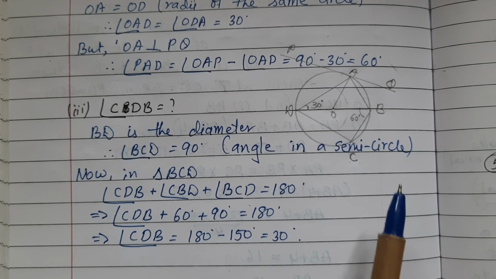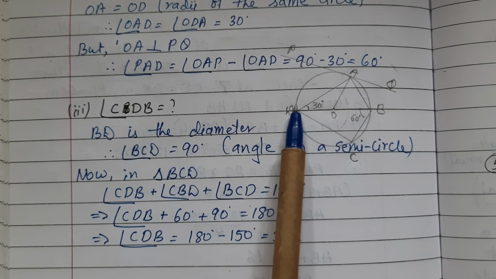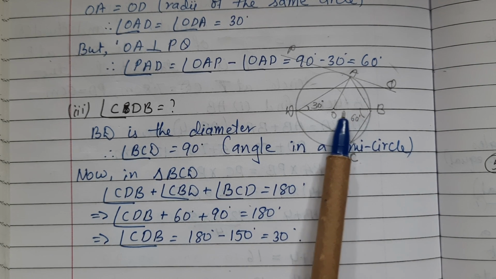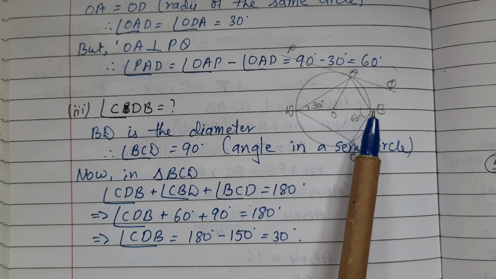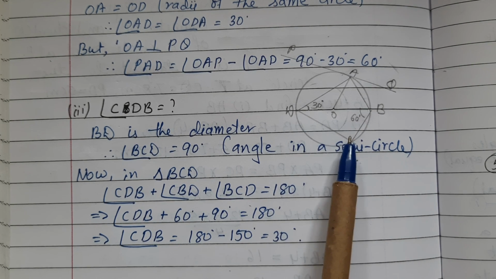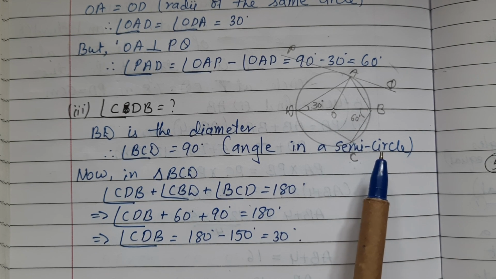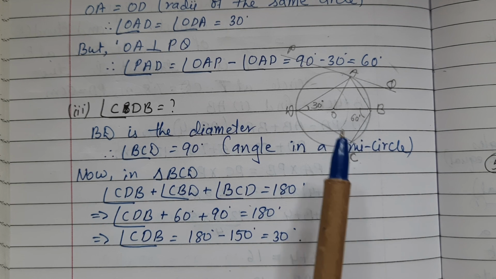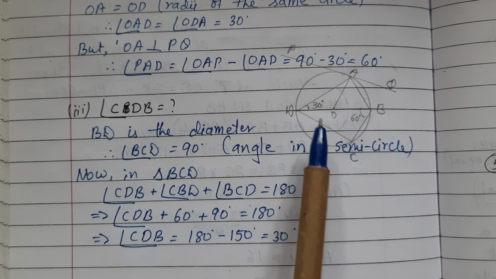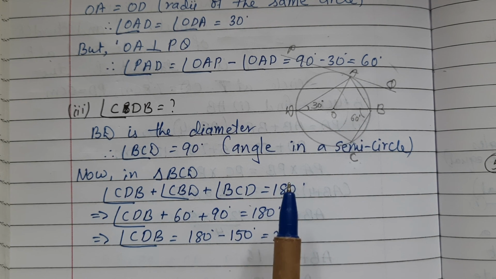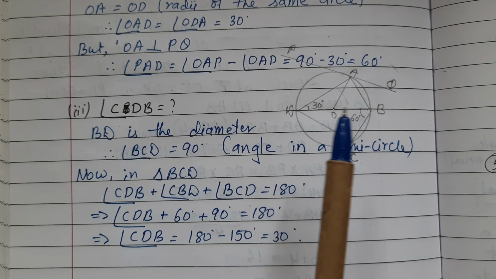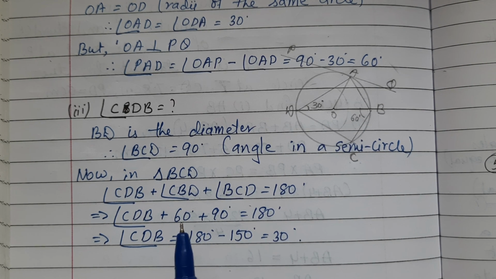Third part, angle CDB. Since BD is the diameter, angle BCD is 90 degrees, angle in a semicircle. In triangle BCD, the sum of all three angles is 180 degrees. Therefore, angle CBD plus angle BCD is 60 plus 90 equal to 150 degrees. Angle CDB is equal to 180 minus 150 equal to 30 degrees.